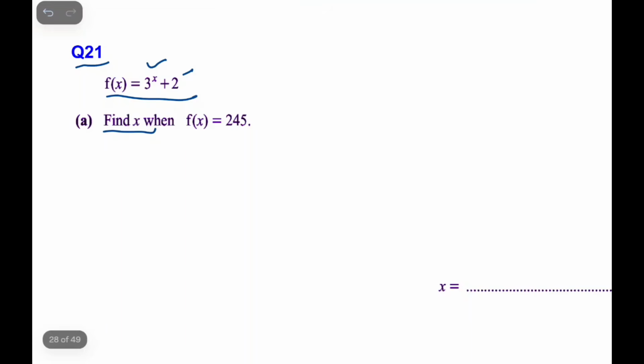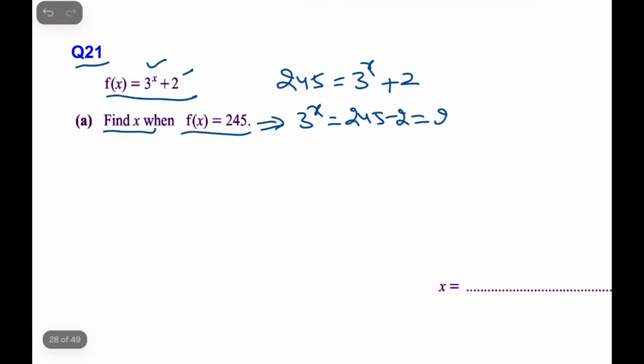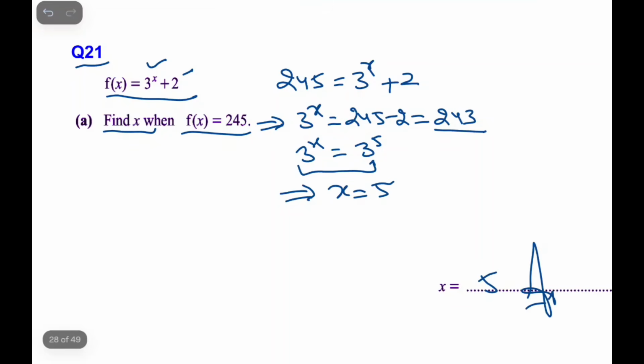Question number 21, f of x is equal to 3 raised to power x plus 2. We have to find the value of x when f of x is 245. So f of x is given 245 is equal to 3 power x plus 2. That implies 3 power x will be equal to 245 minus 2, that is 243. Now 243 can be written as 3 power 5. As the base is same, so exponent will be same. That implies x value will be 5. So 5 will be the correct answer.